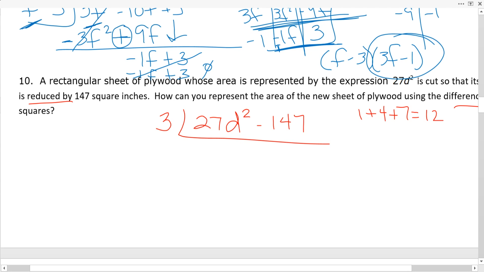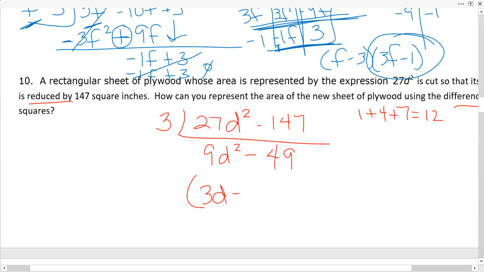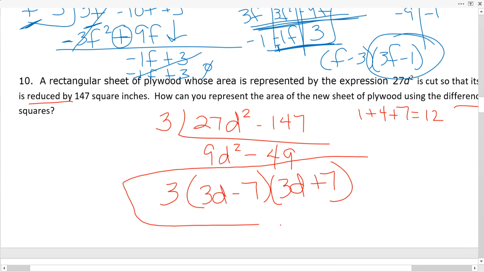Okay, 3 divided by 27 is 9d squared minus 3 goes into 14 4 times with 2 left over. 3 goes into 27 9 times. And they're going to be my numbers for my perfect square. So I'm going to write 3d minus 7 and 3d plus 7. And my 3 goes out in front. Here is my area.